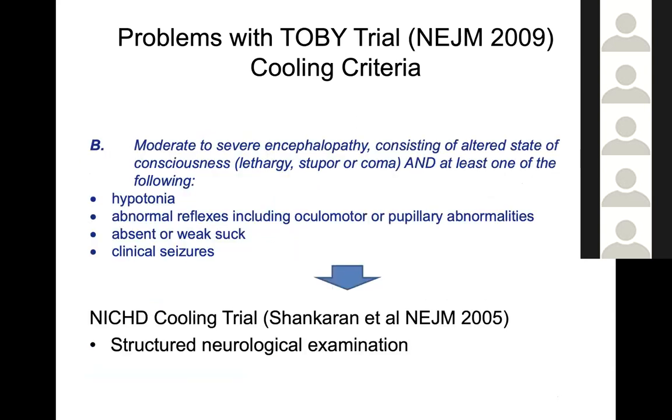Now, this is the TOBY criteria. If you just remove the CFM, it just says any of those, either some abnormality in the level of consciousness or in one of them, but it doesn't really tell you how to look for this and how to categorize it, which is there in the NICHD examination.